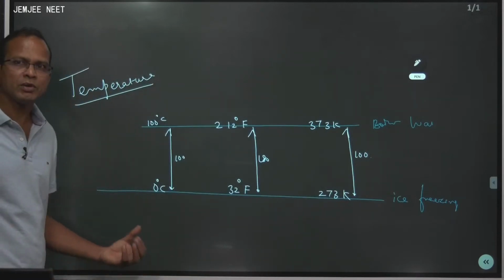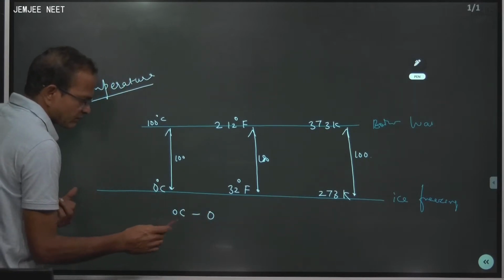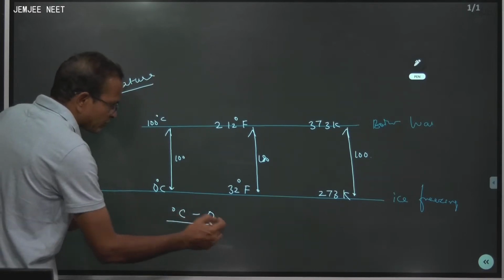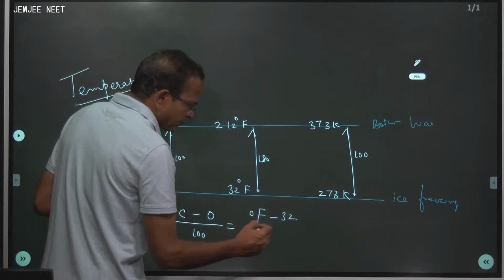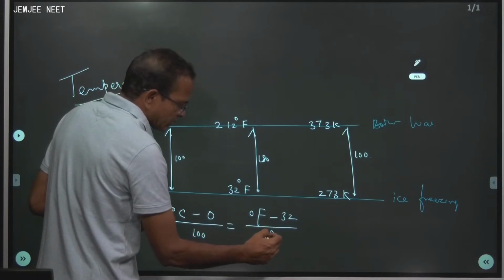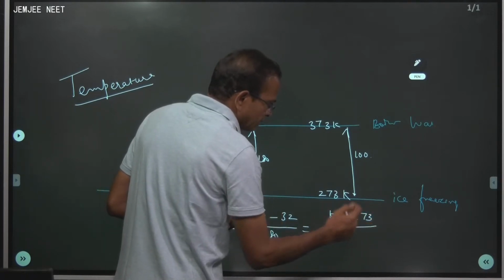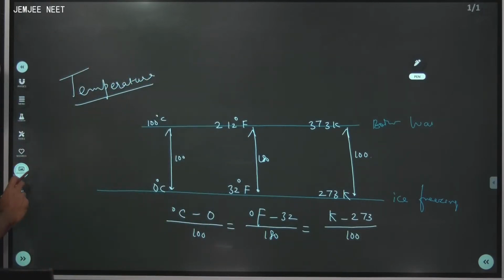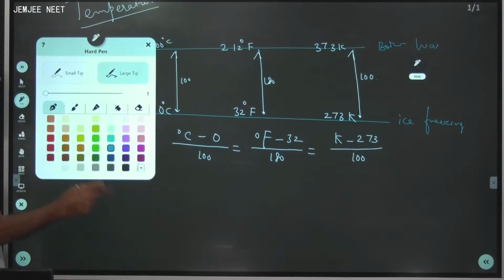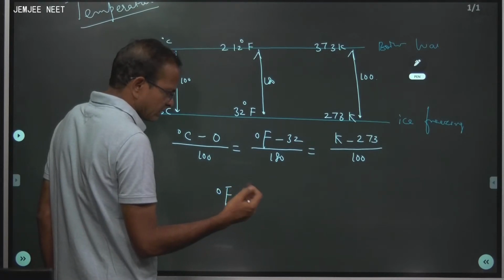So what's the temperature conversion? Temperature conversion is degree Celsius minus 0, because the lowest one is 0 degree Celsius, divided by the difference 100, equal to degree Fahrenheit minus 32 divided by the divisions, which are 180, equal to Kelvin minus 273 divided by the divisions, which are 100.